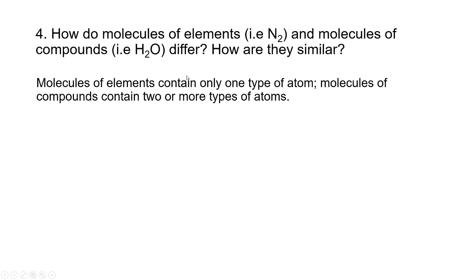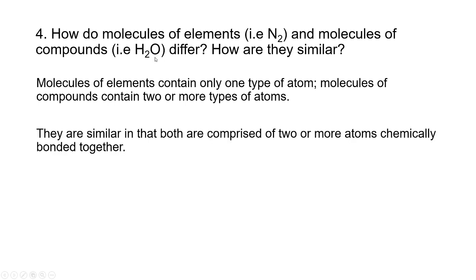Whereas if you're dealing with a molecule of a compound, such as water, you're dealing with two or more different types of atoms. So not only do you have a hydrogen atom, which has a unique radius and has a unique number of protons, but you also have oxygen as well. And that, again, has a different number of protons and a different size as well. They are both similar in that they are comprised of two or more atoms chemically bonded together.